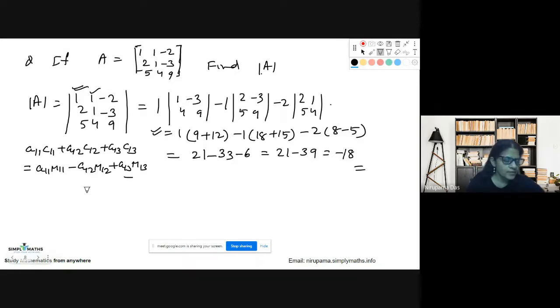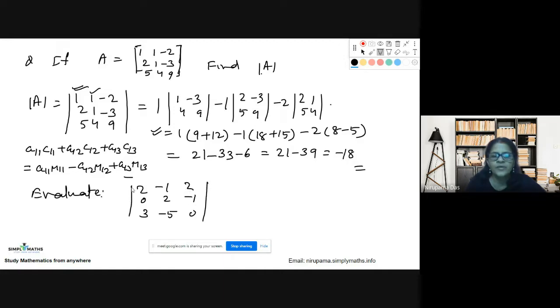So if I write one more, suppose evaluate the determinant with rows: 2, 0, 1; 3, 0, minus 1; 2, minus 5, 2 minus 1, 0. And here I am writing directly. Okay, and how quickly can we do it?